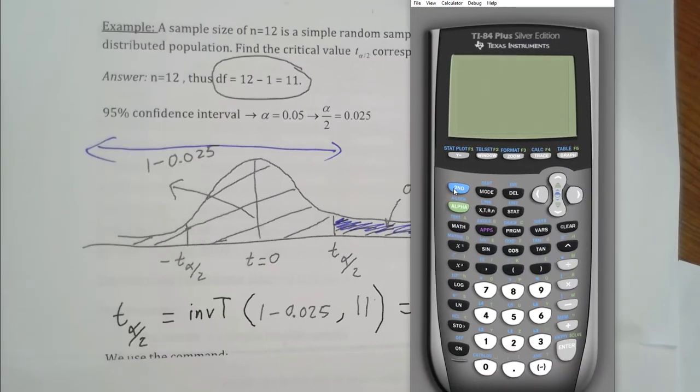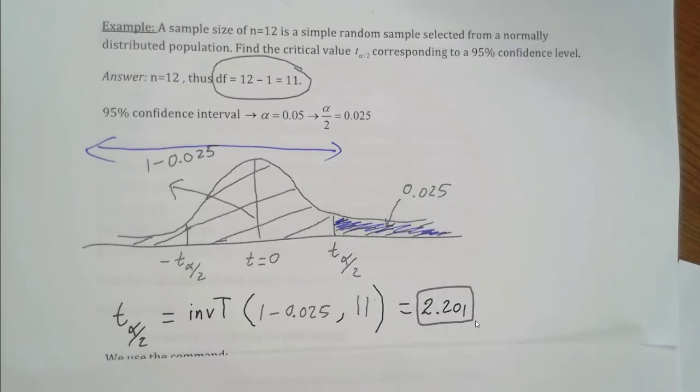Okay. Second, distribution, go to inverse t. This is inverse t. T is t distribution. The area, this is always the area to the left of this value that you are looking for, 1 minus 0.025. Degree of freedom, we have 11. And that should give me 2.201.